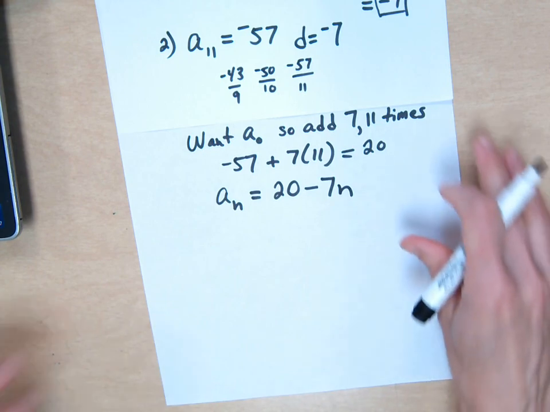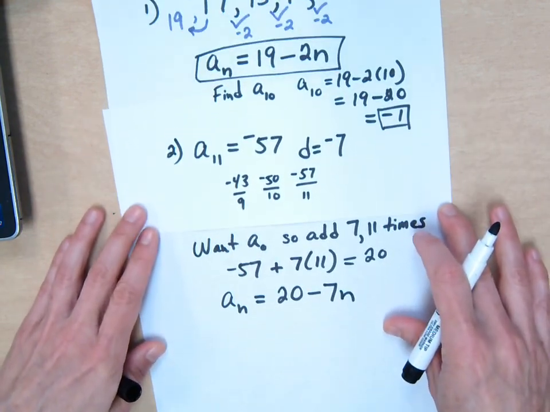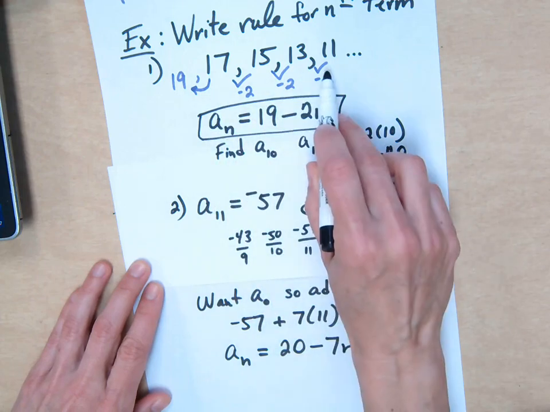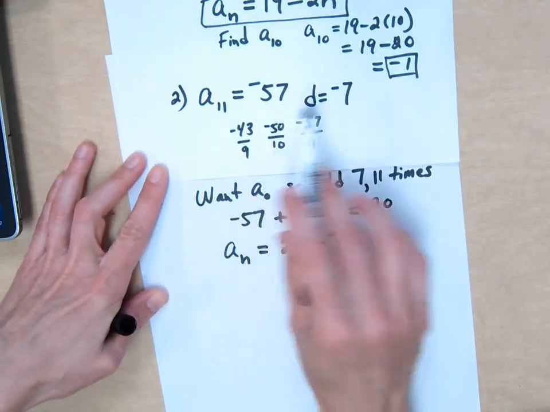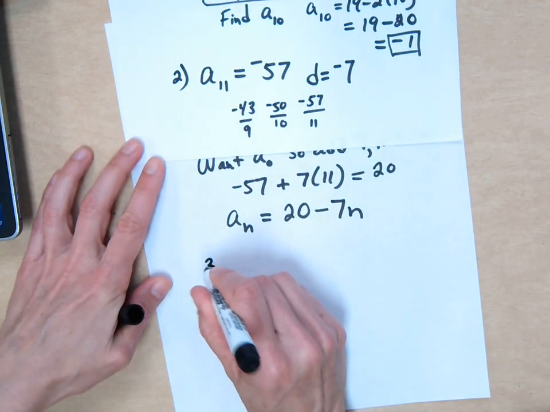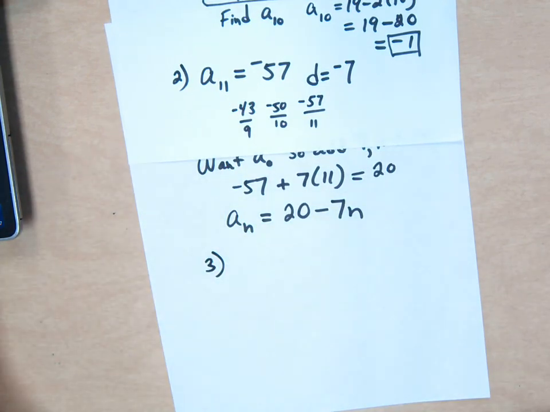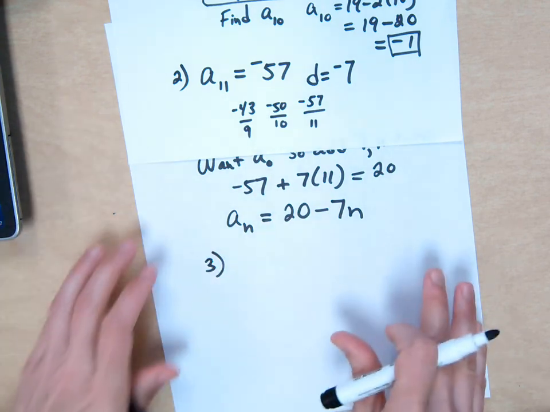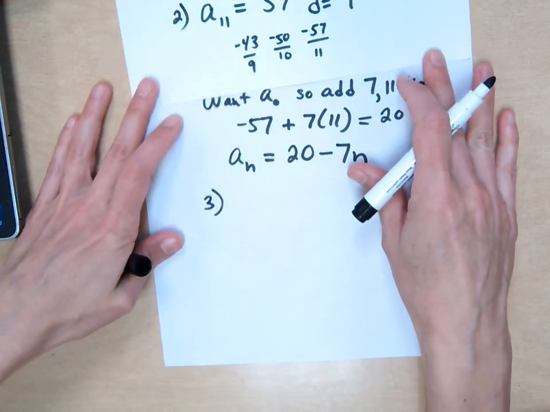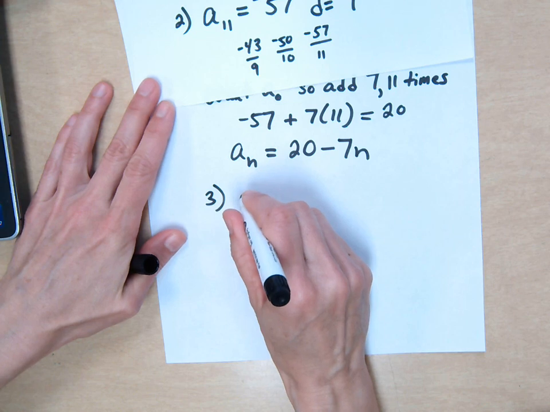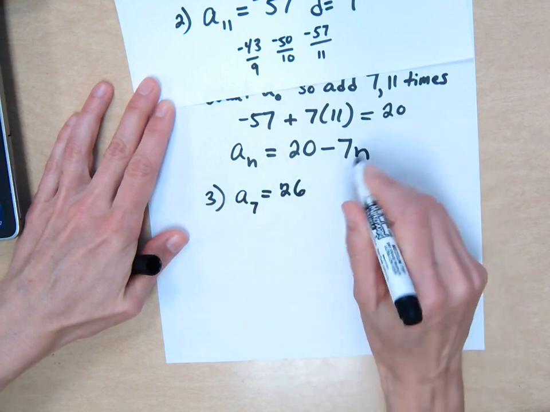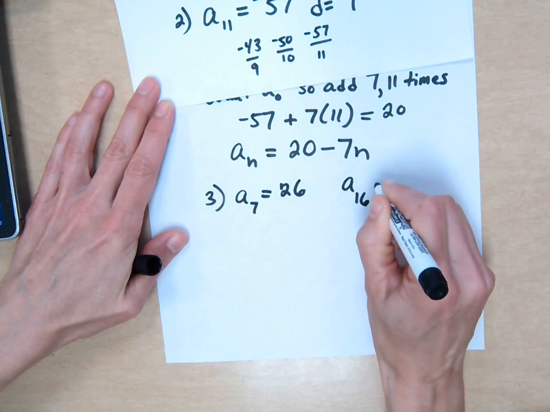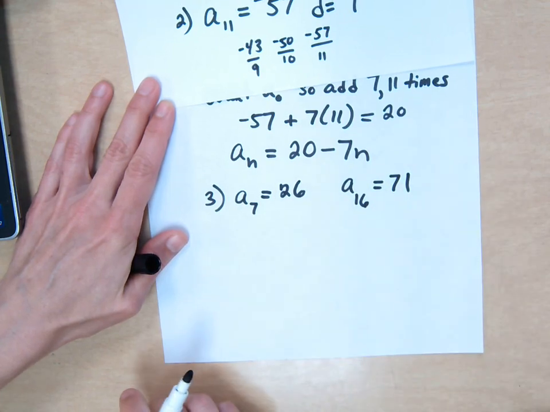So far you might get a problem where they give you the start of the sequence. You might get a problem where they give you a term and the difference. And then the last kind of problem is where they give you 2 terms. Let me show you how to do that. So this is a different problem now. The 7th term is 26, and the 16th term is 71. You saw this in your activity in your worksheet last time.